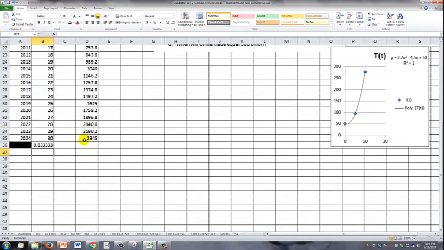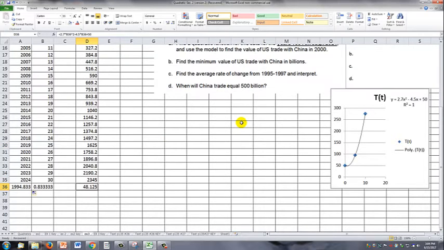And then if I drag this value down one more time, I can see that this is 1994. If I unhighlight that, you can see that it's the actual year 1994.83. But the answer is, what's the minimum value of U.S. trade? So the answer would be the y coordinate, $48.125 billion.